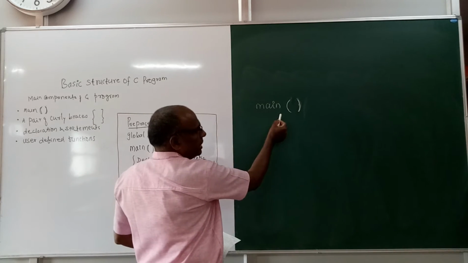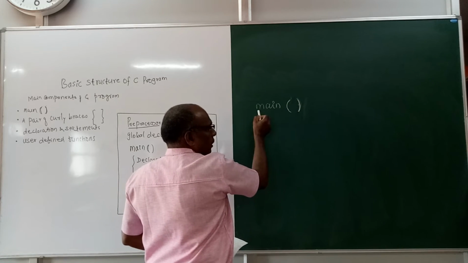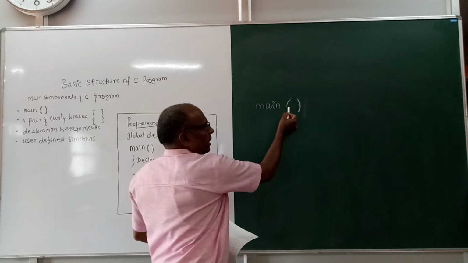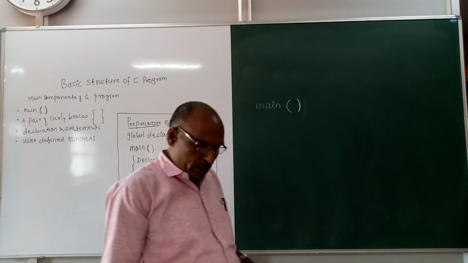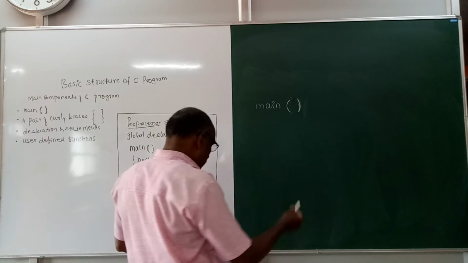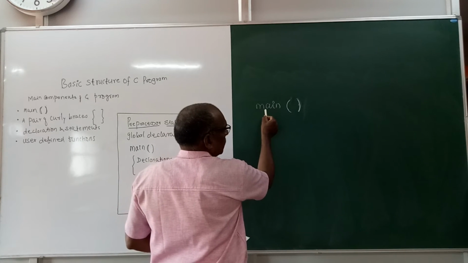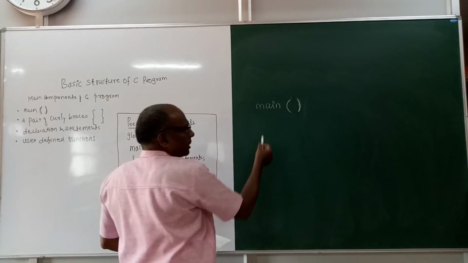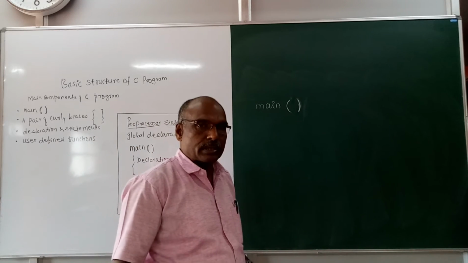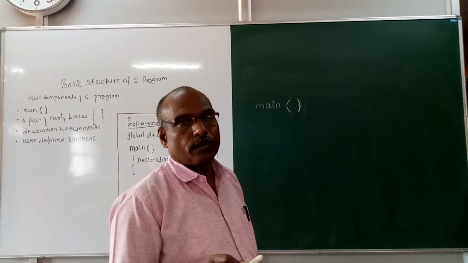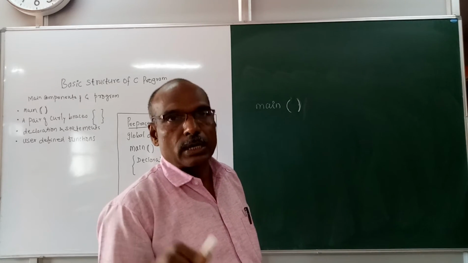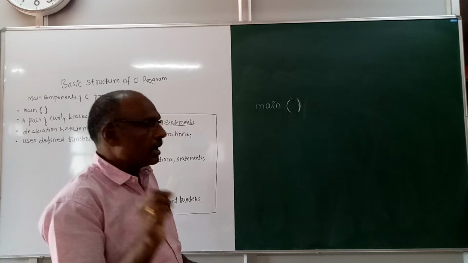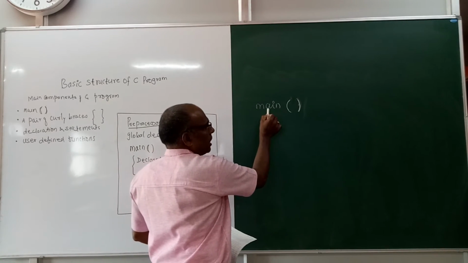The main function should always be written in lowercase letters with empty parentheses, with only one space. No C program can be executed without the main function. This main function calls library functions and other user-defined functions in the C program. Every C program should have only one main function.